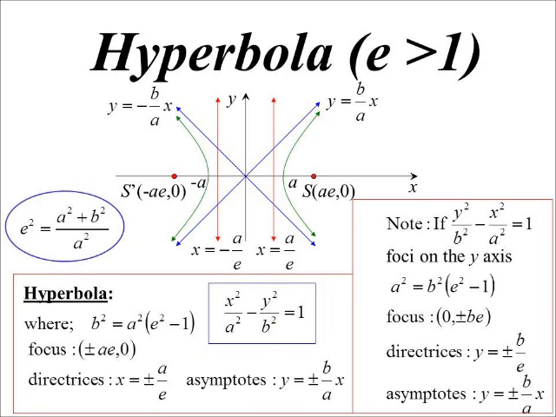So instead of b squared equals a squared times (e squared minus 1), we get a squared equals b squared times (e squared minus 1). Doesn't really change the eccentricity, if you think about it, because it's a squared plus b squared, except it'll be on b squared, won't it, instead of being on a squared, but it's still going to be a squared plus b squared on top. You're just swapping your a's and your b's around. Foci, (0, plus or minus be). Directrices, y equals plus or minus b over e. Asymptotes do not change. It's still b over a x.